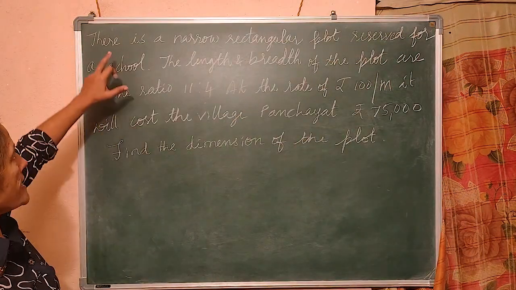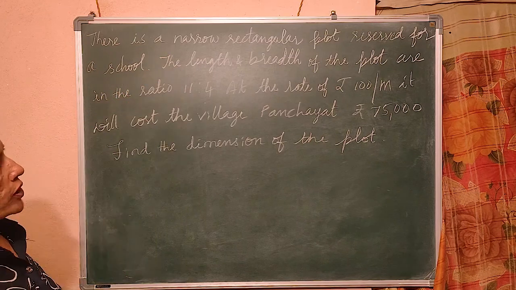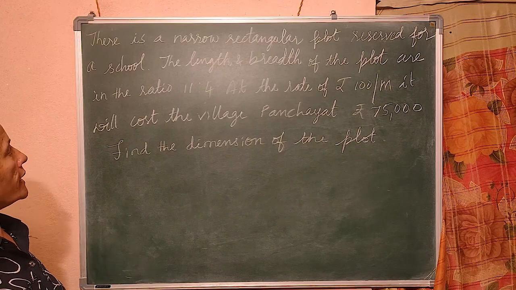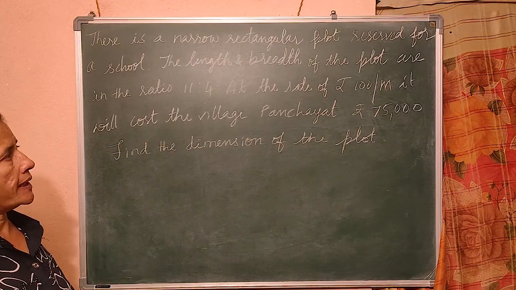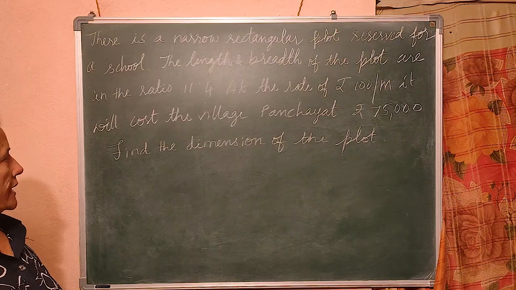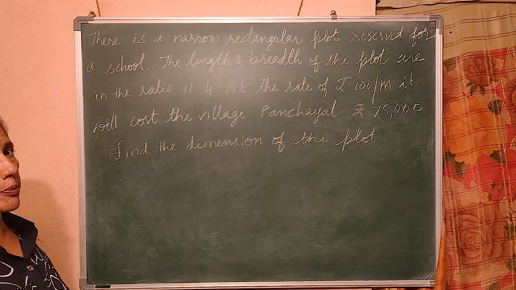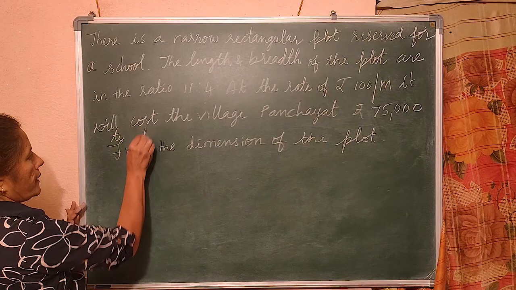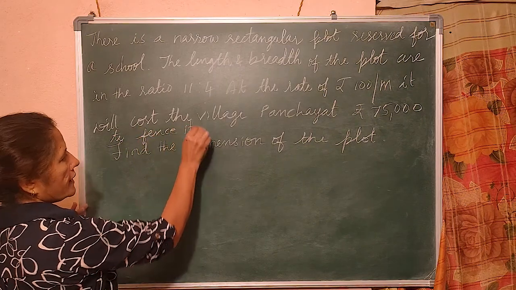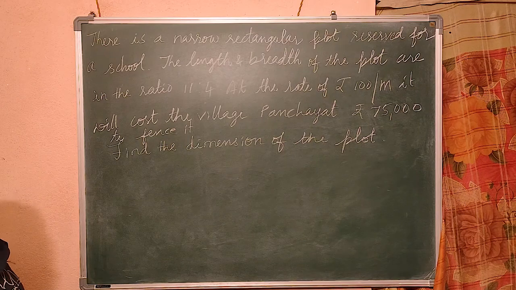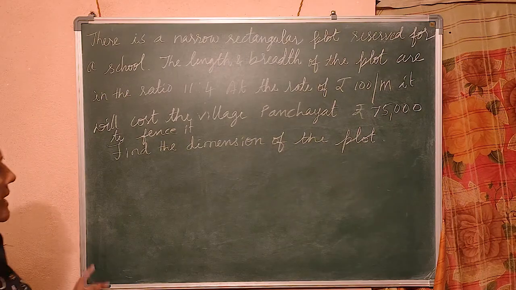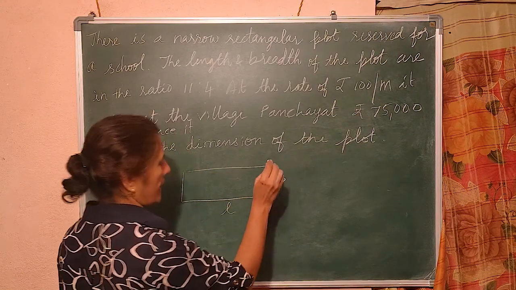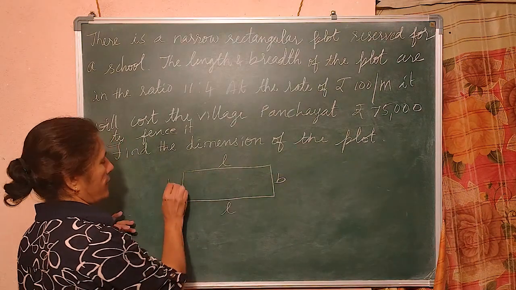Now our next question is, there is a rectangular plot reserved for a school. The length and breadth of the plot are in the ratio 11:4. At the rate of rupees 100 per meter, it will cost the village panchayat rupees 75,000 to fence it. Find the dimensions of the plot. Now what is given? There is a rectangular plot. There is length as well as breadth for the rectangle. 2 lengths and 2 breadths.